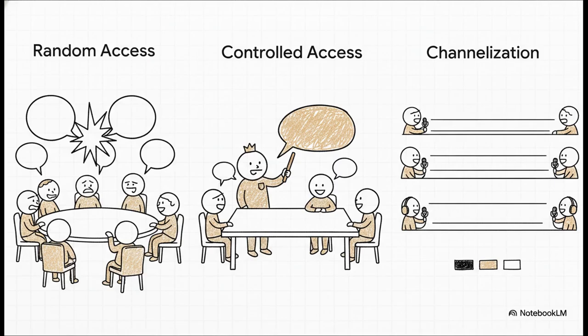First, there's random access. This is like a polite dinner party. You listen to see if anyone else is talking. If it's quiet, you start to speak. Sometimes 2 people start at the same time. That's a collision, so you both apologize, wait a random amount of time, and try again.